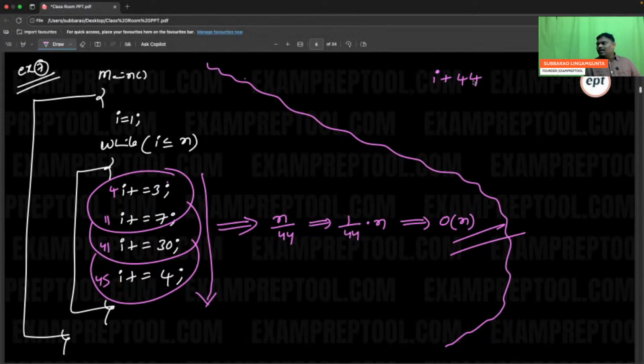I value is initially 1. One time the loop is over, for I value you are adding 44. Next one, if the loop runs 2 times, I plus 2 times 44. If 3 times, I plus 3 times 44, because every time it is 44: loop 1 time, 1 times 44, loop 2 times, 2 times 44, loop 3 times, 3 times 44, and so on. Suppose you have done it k times, so I plus k times 44.